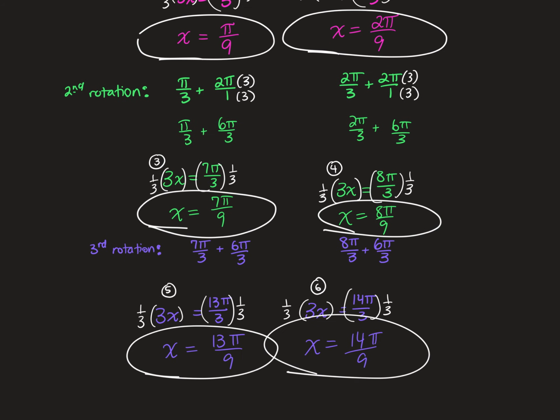But we do have 6 solutions for this problem. So I would write all 6 of those. The nice thing is when you do them like this, you're going to have them in order. So you'll get all your solutions that you can write in order.